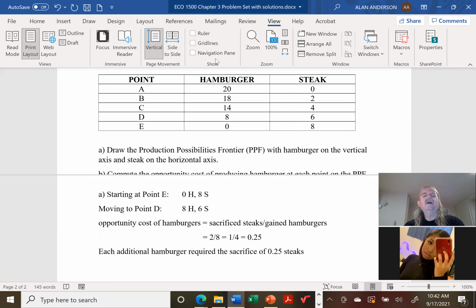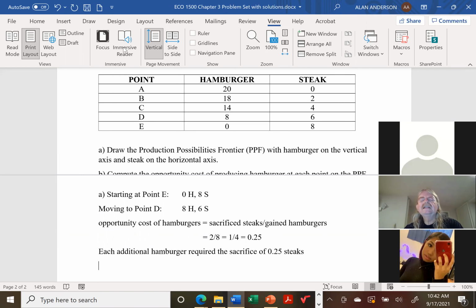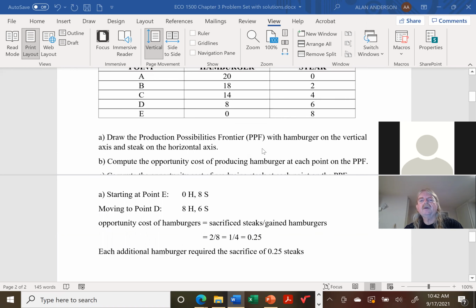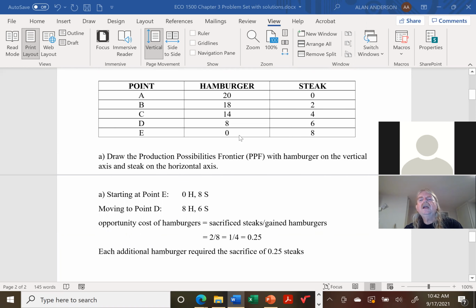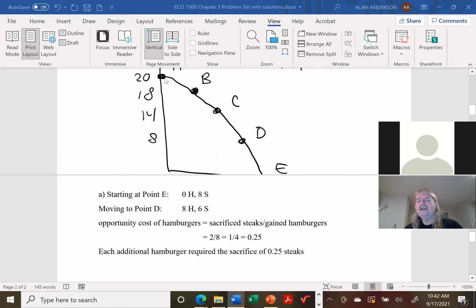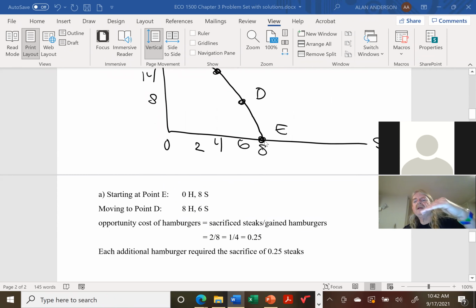But now, yes, go ahead, Haley. Why are we starting at point E at the bottom? Oh, because we're trying to calculate the opportunity cost of producing hamburgers. And that means that we have to go in a direction where we're making more hamburgers and giving up steaks. Okay, so that's why we start down there, because if we're at A, we can't make any more hamburgers. So we want to start at E because this is the point where we can now make more burgers. But in order to do that, we have to give up steaks.